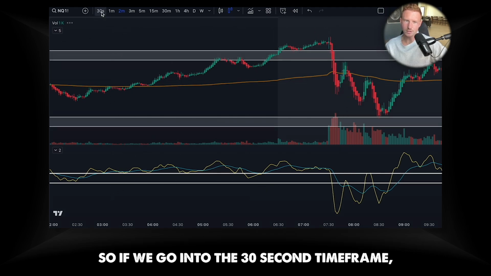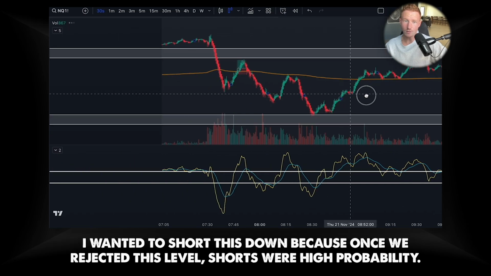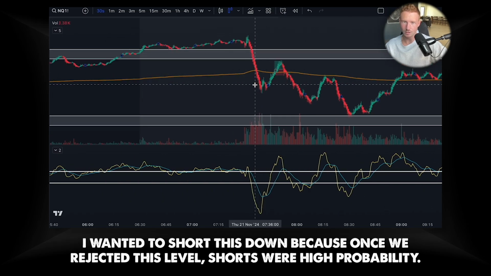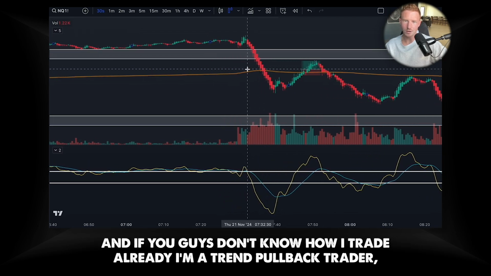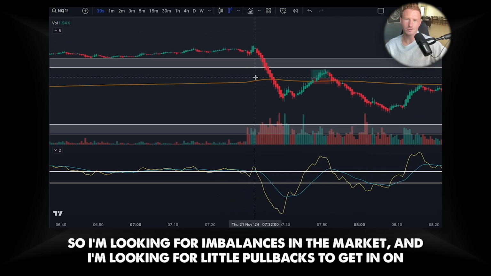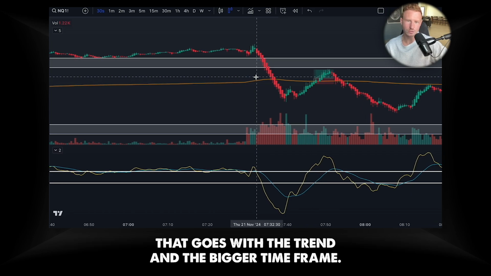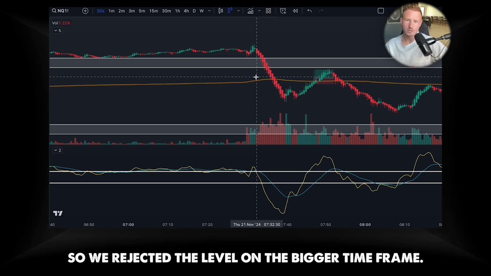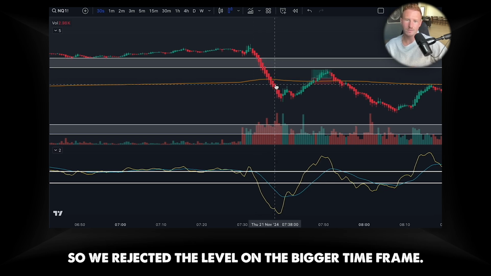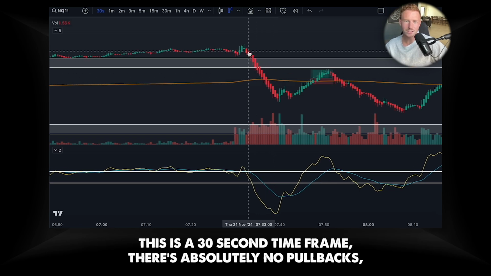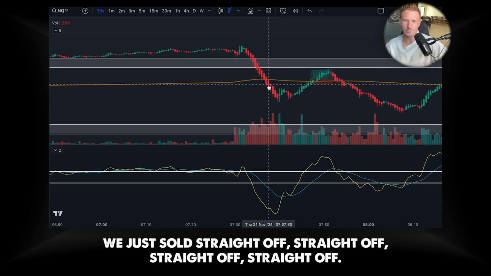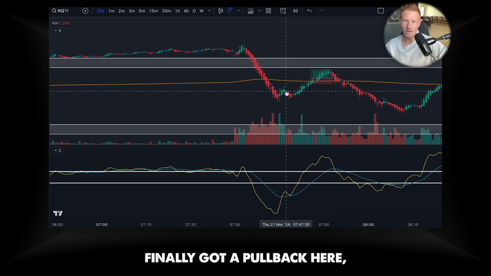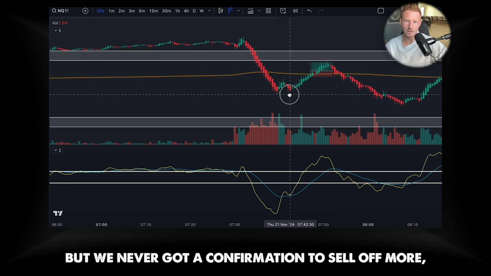So if we go into the 30-second time frame, I wanted to short this down because once we rejected this level, shorts were high probability. If you don't know how I trade already, I'm a trend pullback trader. So I'm looking for imbalances in the market, and I'm looking for little pullbacks to get in on that go with the trend and the bigger time frame. So we rejected the level on the bigger time frame. What do we see? This is a 30-second time frame. There were absolutely no pullbacks. We just sold straight off, straight off, straight off. Finally got a pullback here, but we never got confirmation to sell off more.